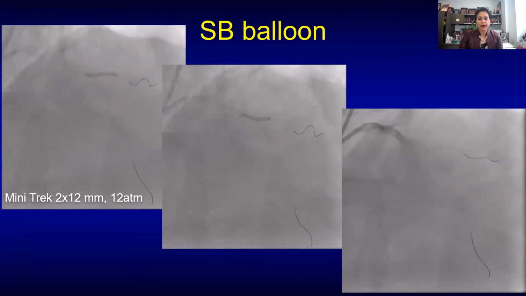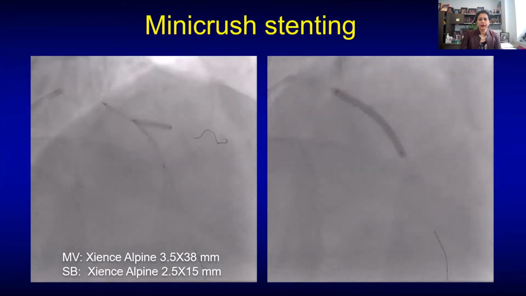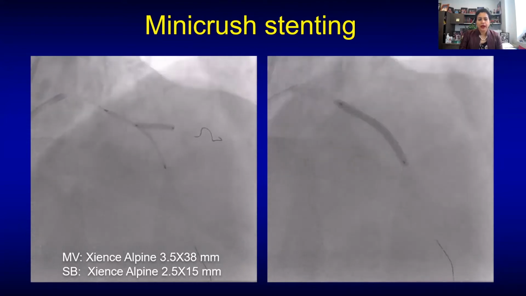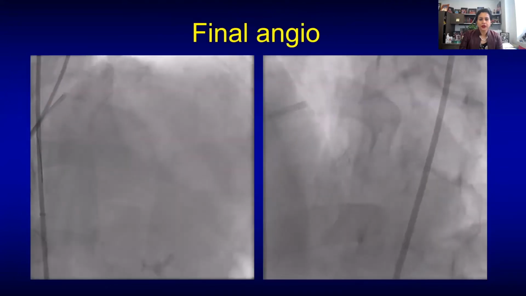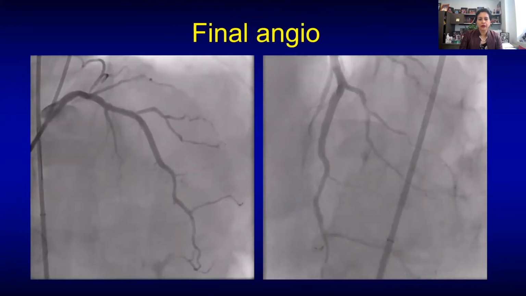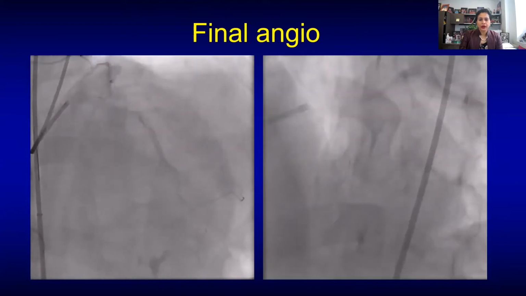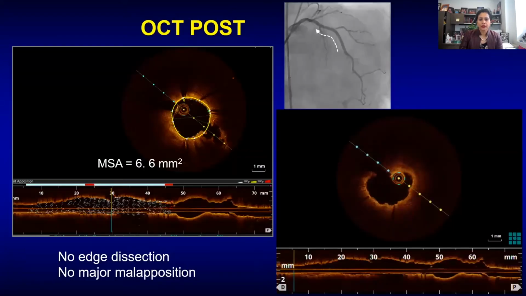So with a 2.2 balloon, we dilated the side branch, and then also we dilated the main branch. Since the side branch had disease and was moderate size, we decided to go with a dedicated 2-stent technique. We used a mini crush stenting technique where a Zions 3.5x38 was used in the main vessel and a Zions 2.5x15 millimeter was used in the side branch. Final kissing balloon, and this is the final angiogram, which shows an excellent result with good flow. This is the final OCT, which shows no edge dissection as well as good apposition of the stent in the main vessel.